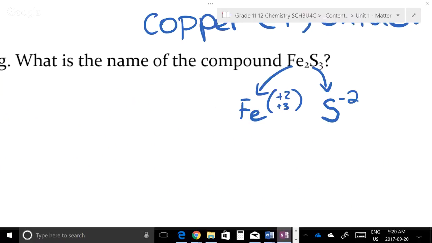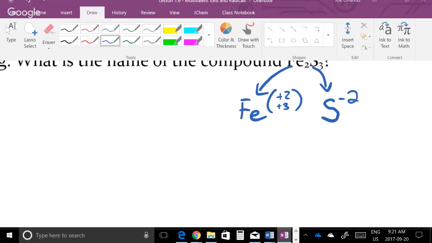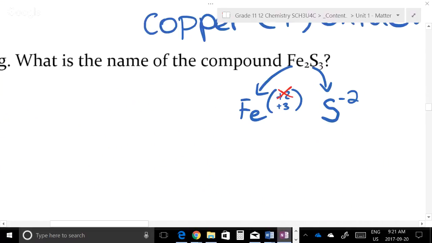So what do we think? Again, I could teach you some long drawn out process. In my mind, the simplest thing to do is just try them both. If this were 2, what would the formula of this thing be? Then it would just be FeS. Is that what the question gave us? No. So can it be 2? No, 2 must be wrong. Hey, if this were 3, what would the formula for this thing be?